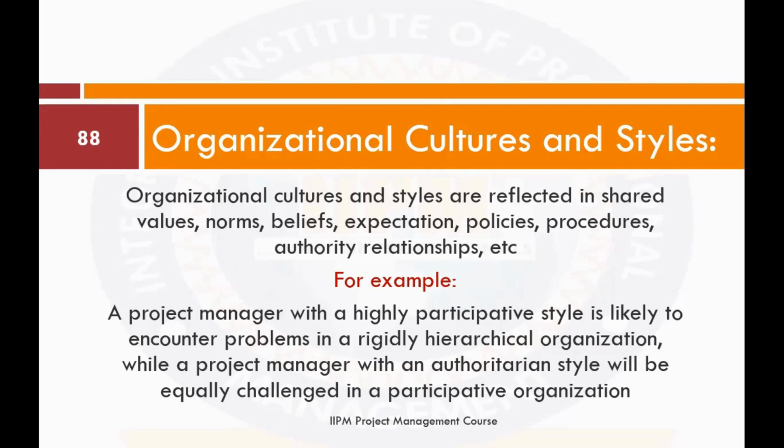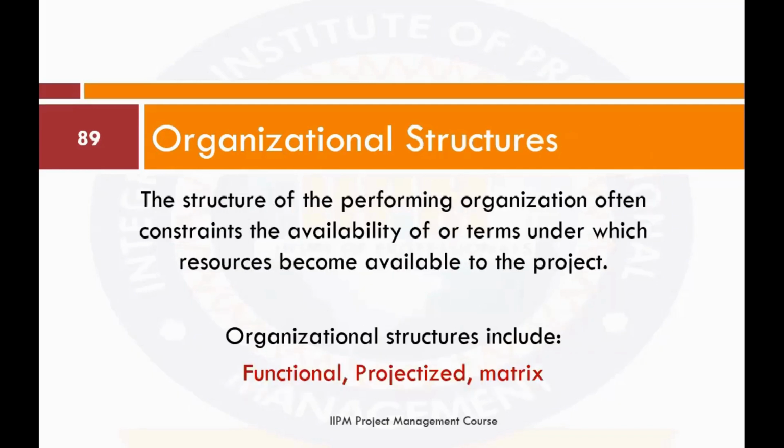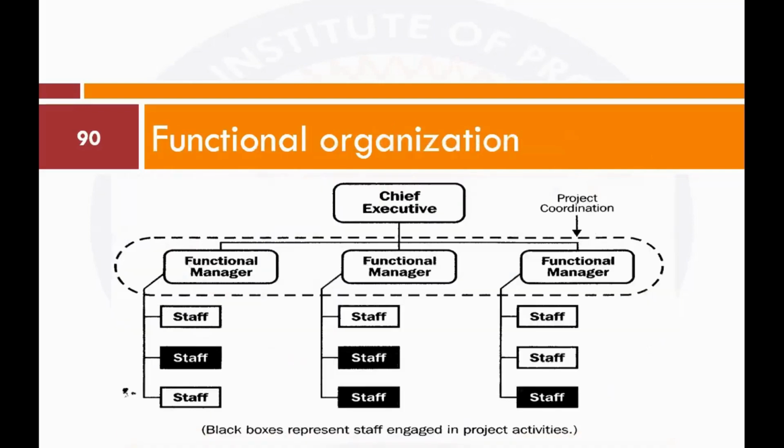So the values, the norms, the beliefs, the expectations, policies, procedures, authority relationships, etc., are all bounded in the culture and styles of an organization. Then we have the organizational structures: the functional, the projectized, and the matrix. So I'm going to just show that very quickly.